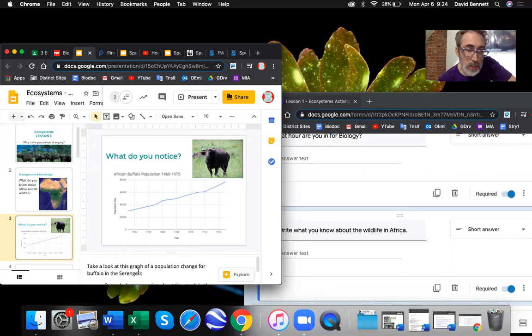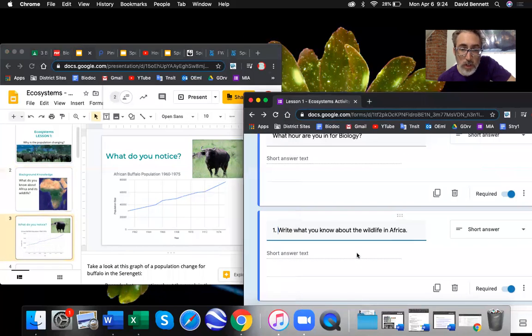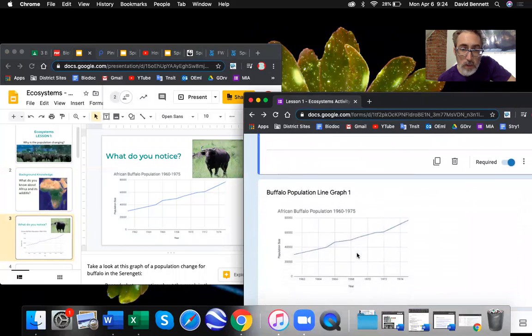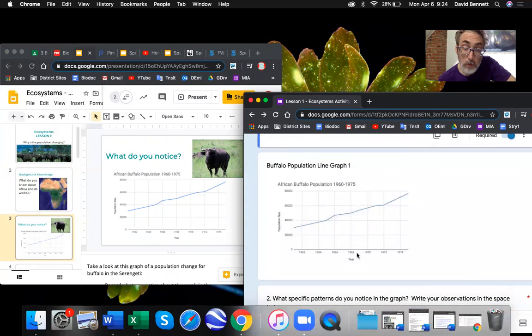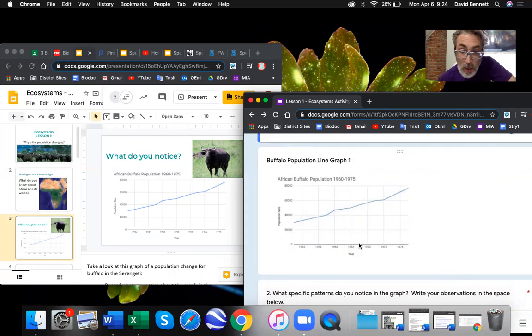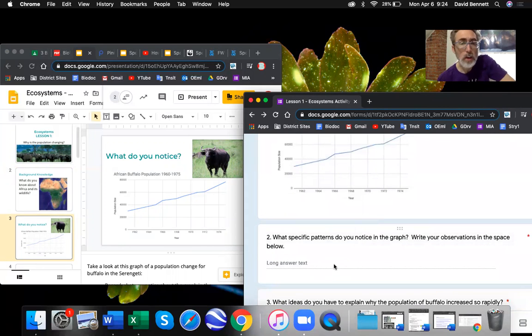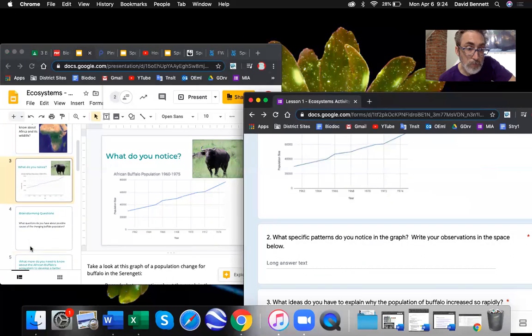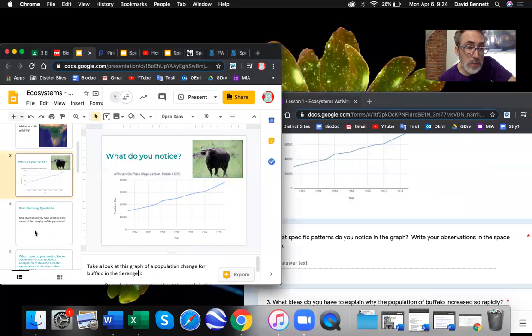It gives some more detail about that, and it says answer that question on your Google form. So looks like there's a graph on the Google form. Well, that's convenient, it's there. And then there's the question. So basically, you're going to go back and forth and use both of these tools to answer the questions on your Google form.